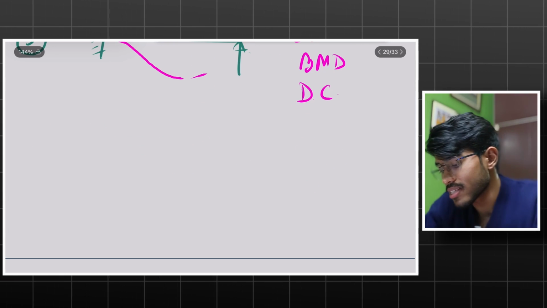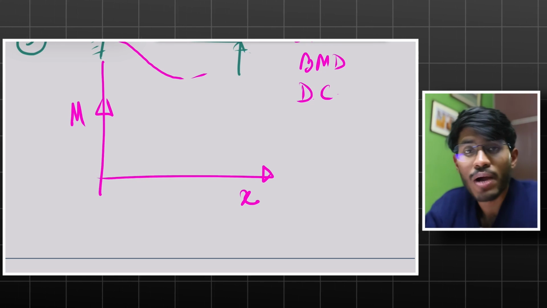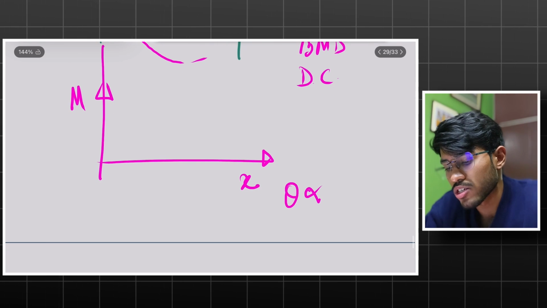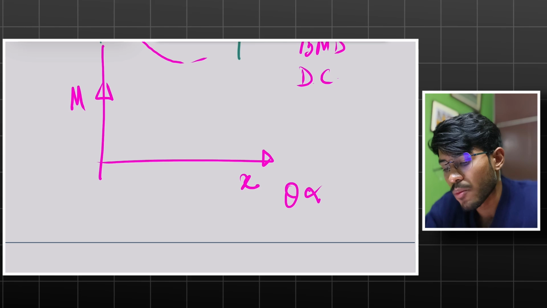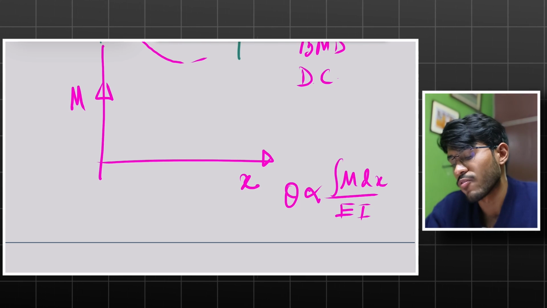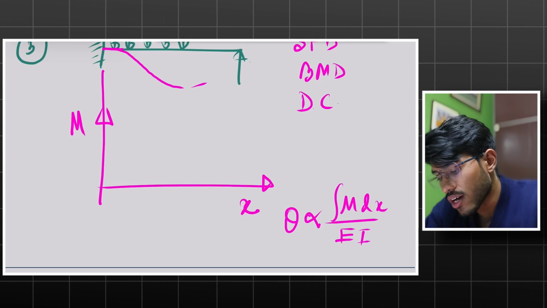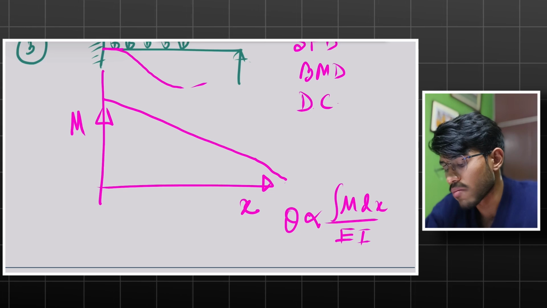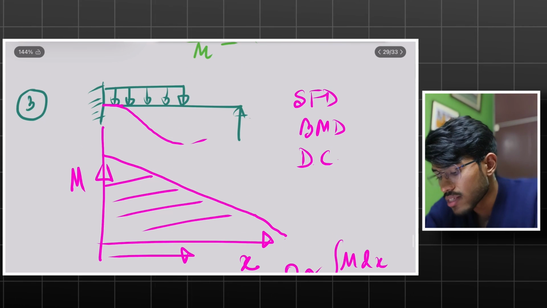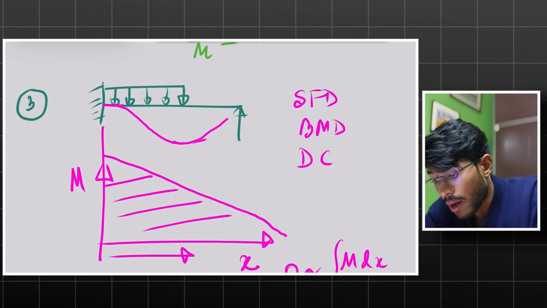The best answer is that if you have the bending moment diagram like this, M and x, then by the moment area method, the slope of the curve is proportional to the area under the bending moment diagram, that is, the integral of M dx by EI. So this is the moment area method to find the slope. If you see that the area under the bending moment diagram is increasing with x, that means the slope will also increase. That means it cannot come up.